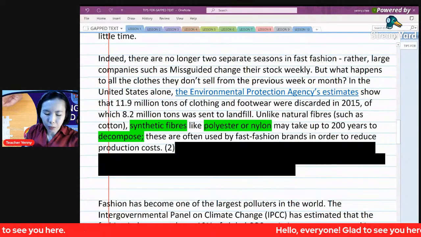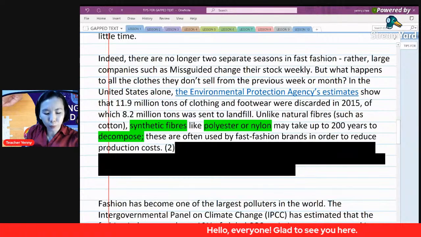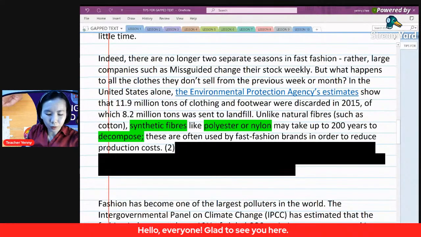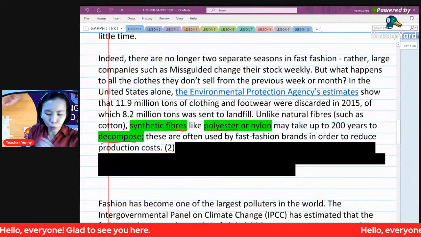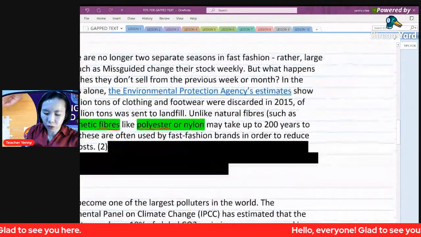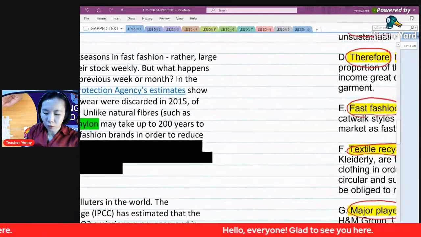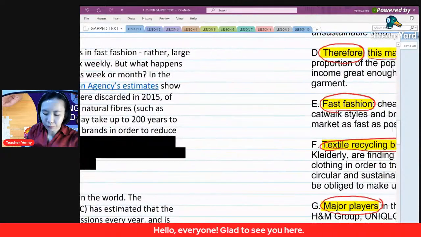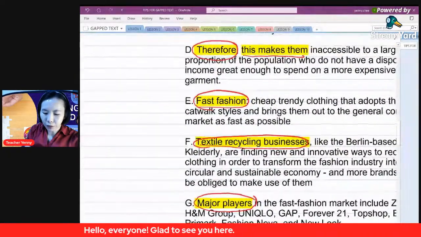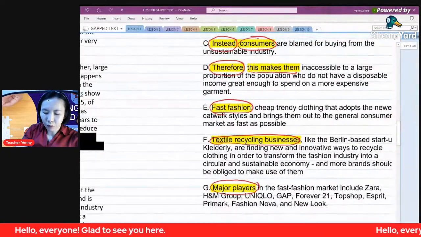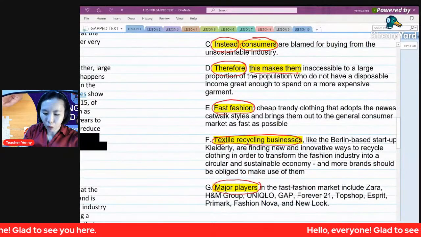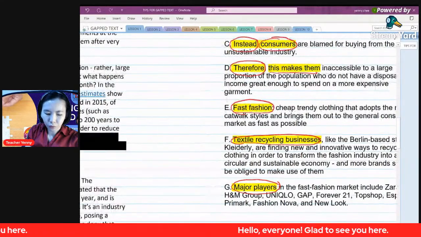What would be the best answer for this number 2? So let's look at these: synthetic fibers, polyester, decompose. So you have the keywords here. What can I fit here? Anything here in these missing sentences about synthetic fibers?